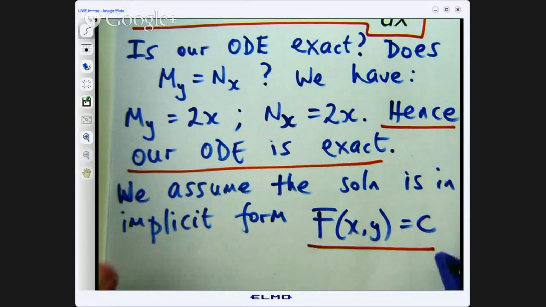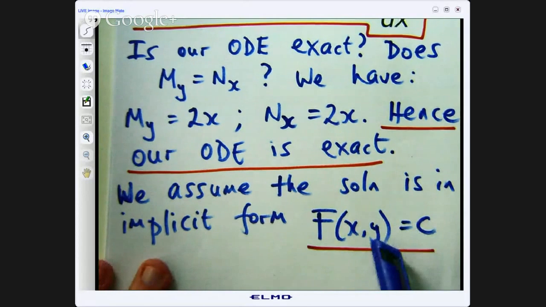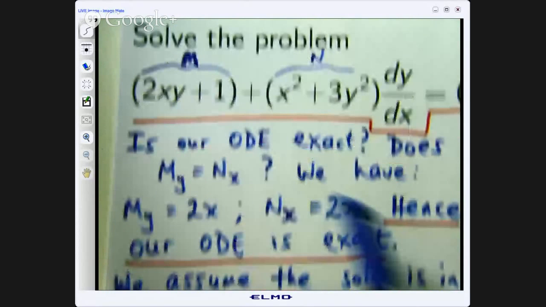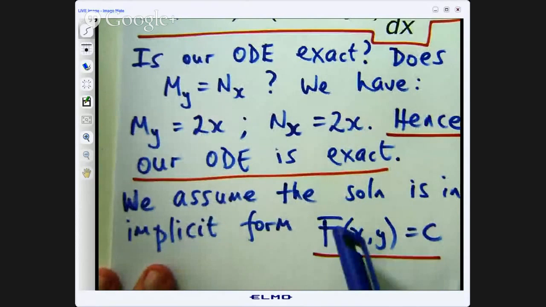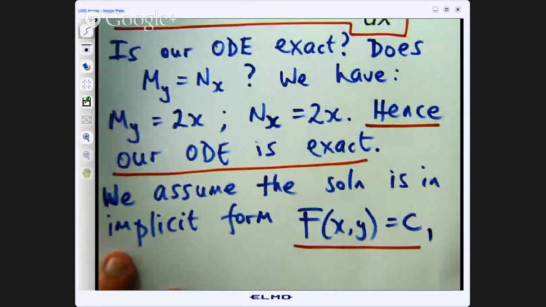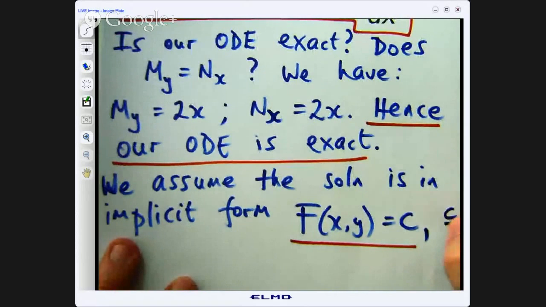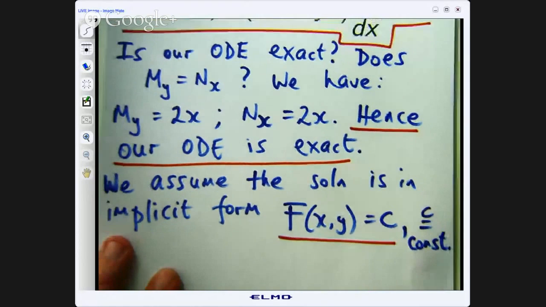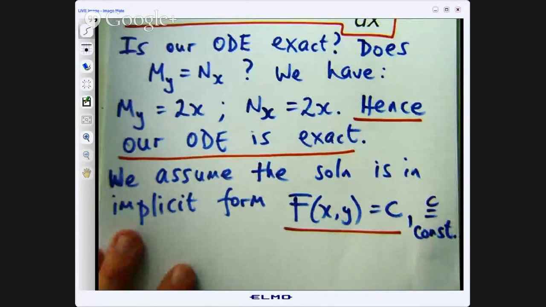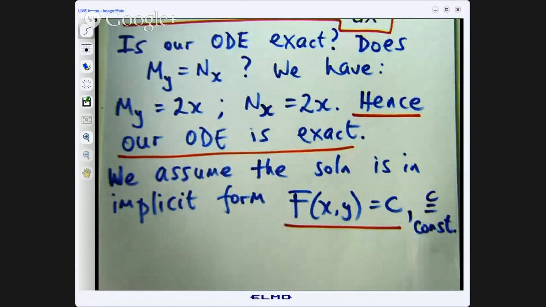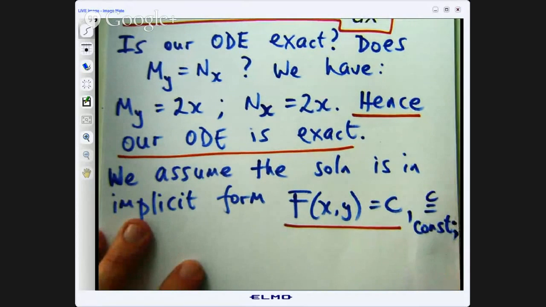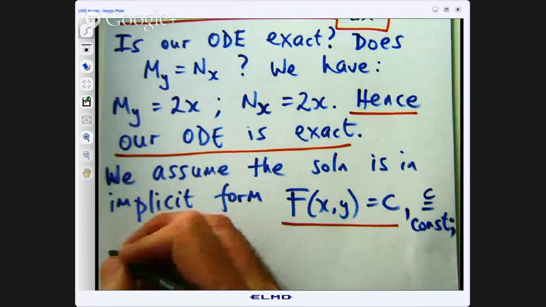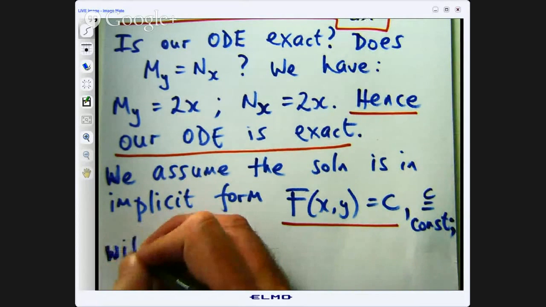All right, so we don't necessarily have the y function, the solution to this, out on its own. It's just wrapped up in this bigger function F. And what we're going to try to do is compute the bigger F. So let me flag here that c equals a constant. Okay, so from this, we're going to continue.